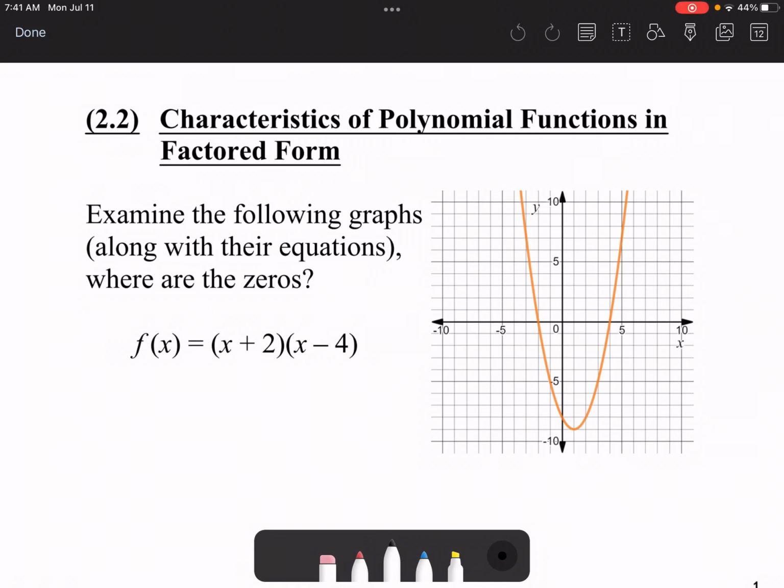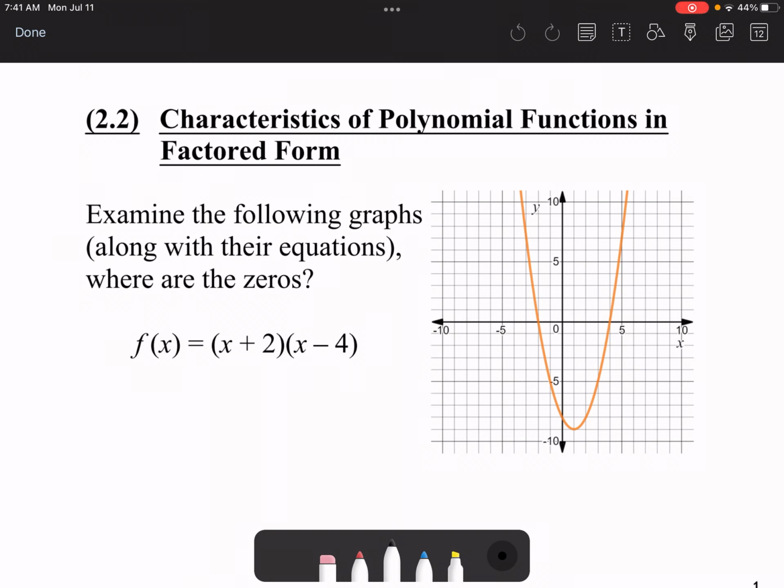Hello and welcome to lesson 2.2, characteristics of polynomial functions in factored form. So in order to recognize what we're going to see today, we're going to take a look at a few functions, both their equations and their graphs. And their equations are going to be listed in factored form.